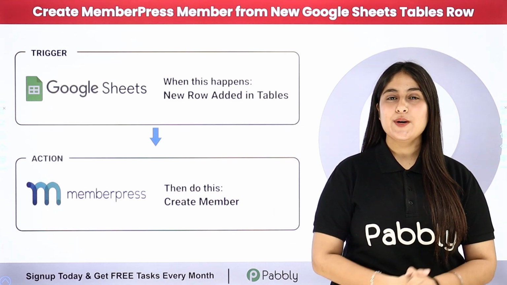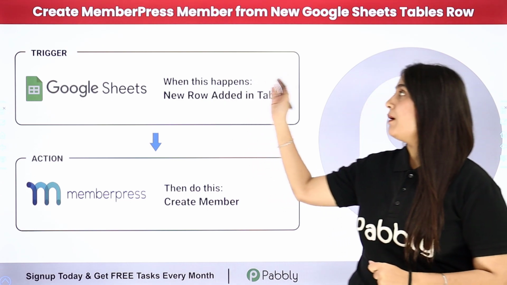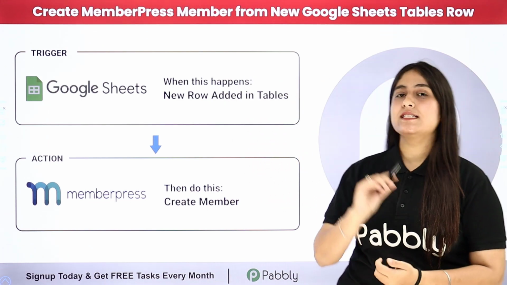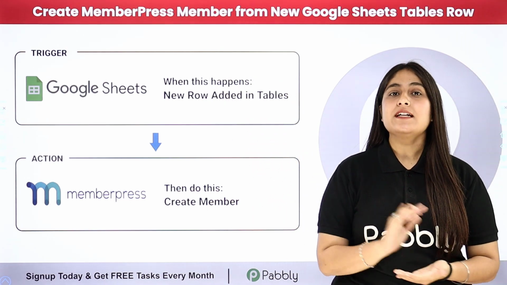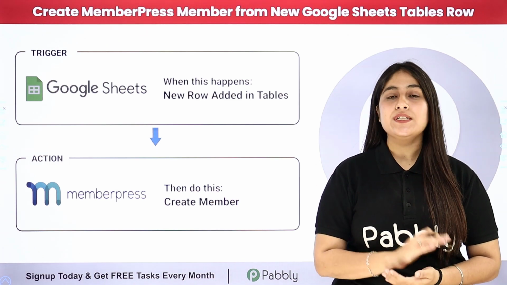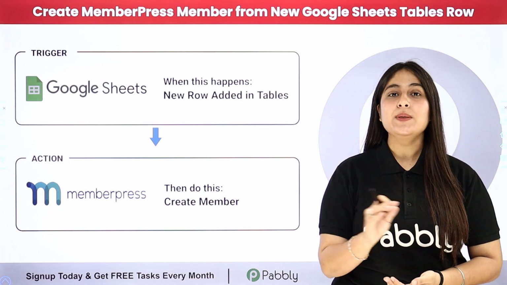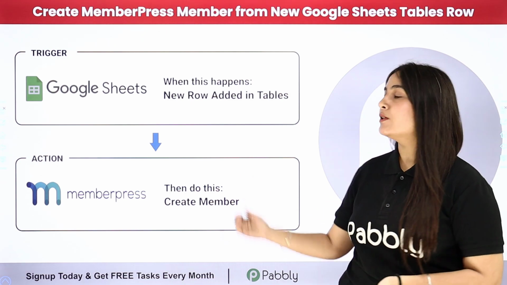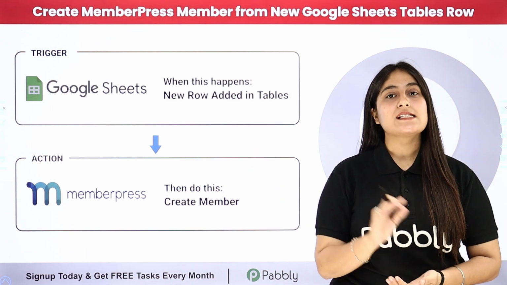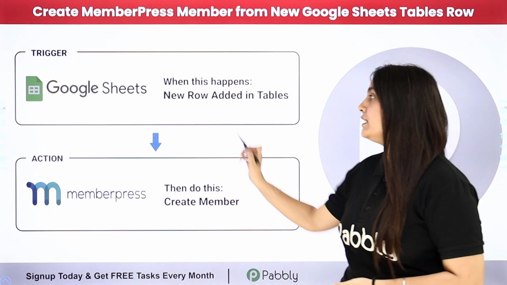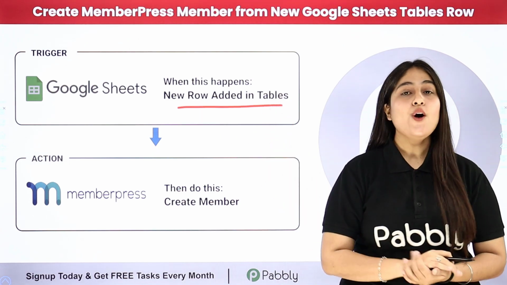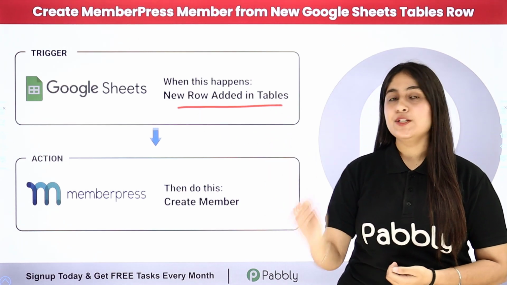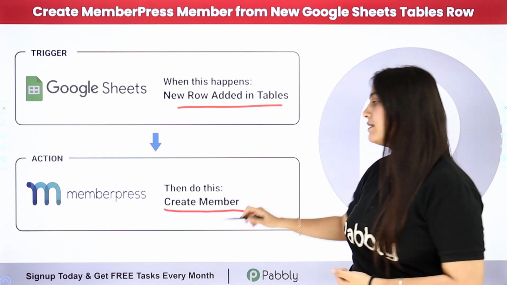So in this video, we are going to learn how to create a MemberPress member from a new Google Sheets tables row. I'm conducting an online course, and whenever a student registers for my course, I manually enter that student's details in my Google Sheets tables row. In this case, I want that whenever I add a new detail in my Google Sheets tables row, automatically using that detail, a new member should be created in my MemberPress account.